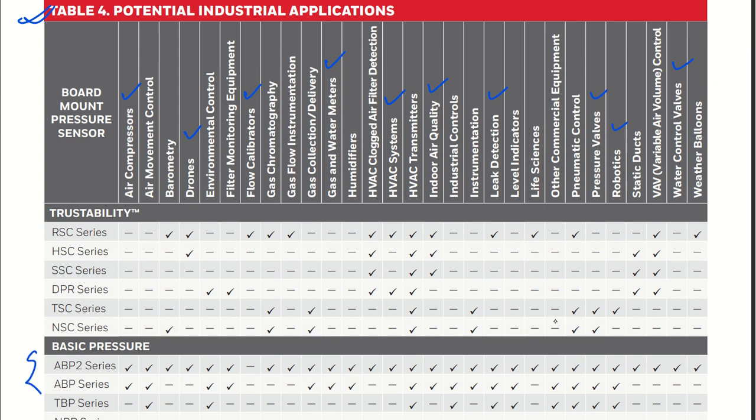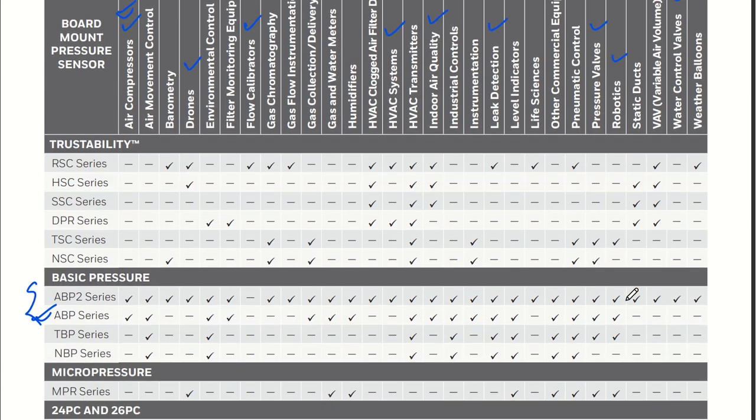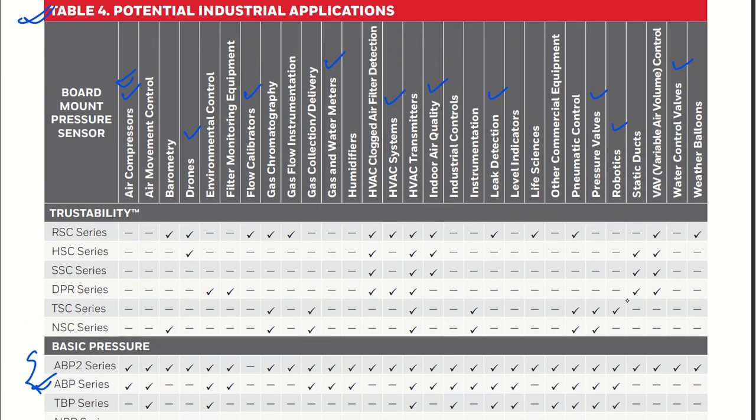Like air compensators: you can see the ABP series fulfills the criteria. Then we have air movement control, then drones. For drones, we have ABP2 series availability. Then gas and water meters, which are quite frequently utilized. The ABP series is useful for that as well, plus other pressure sensors can make it useful.